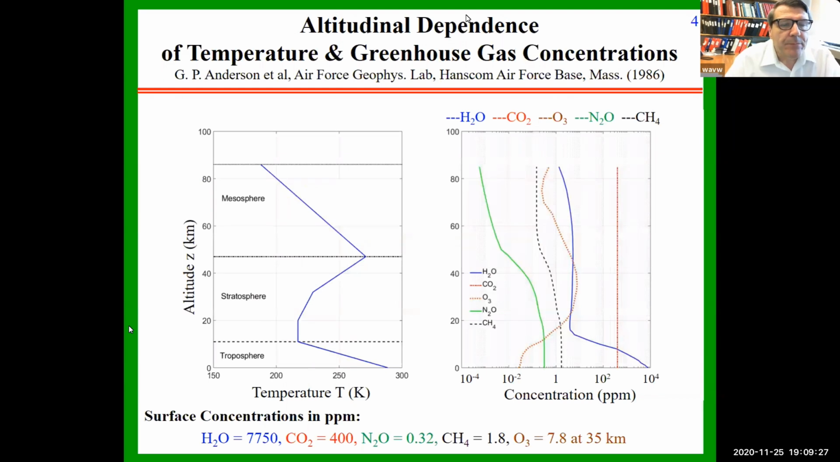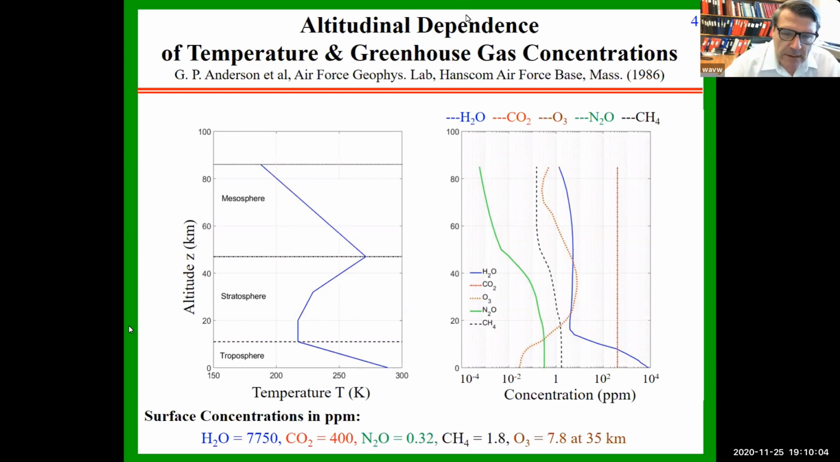Slide 4. So the first thing I'd like to discuss is the altitude dependence of the temperature and also the greenhouse gas concentrations. On the left, we see a graph of temperature on the horizontal axis versus altitude on the vertical. At the surface, we're at a temperature of 15 Celsius or 288 Kelvin. As we increase in altitude through the troposphere, the temperature decreases.